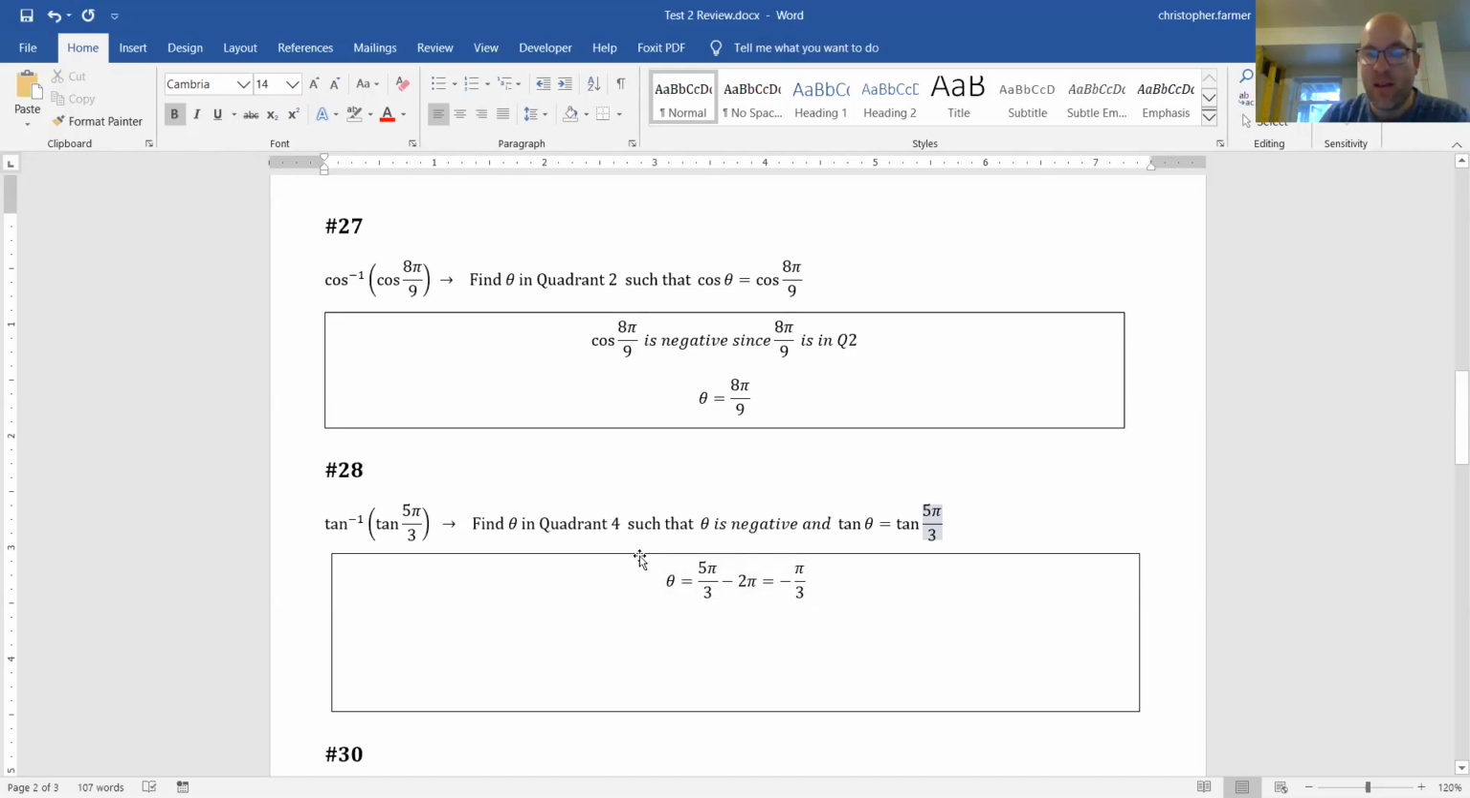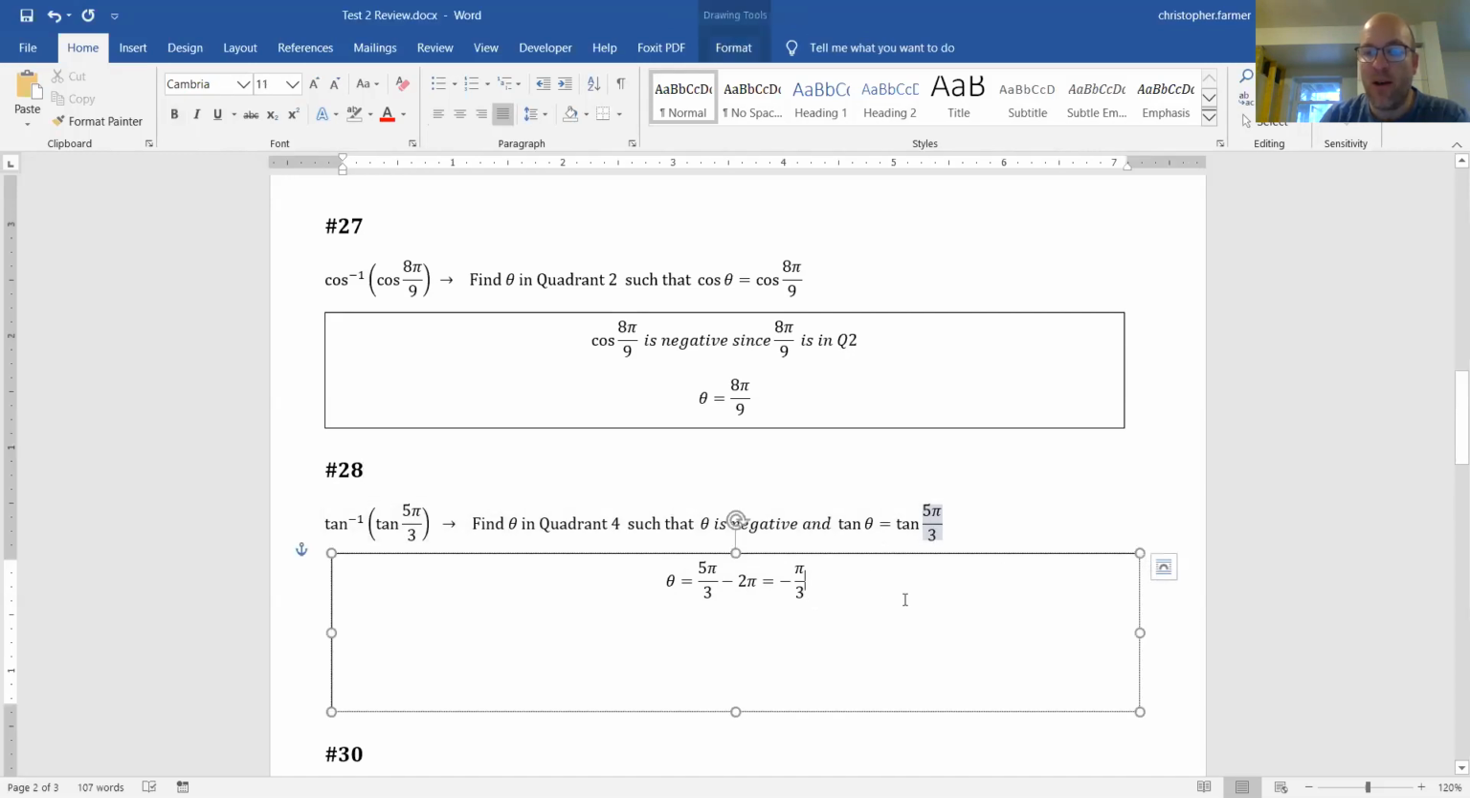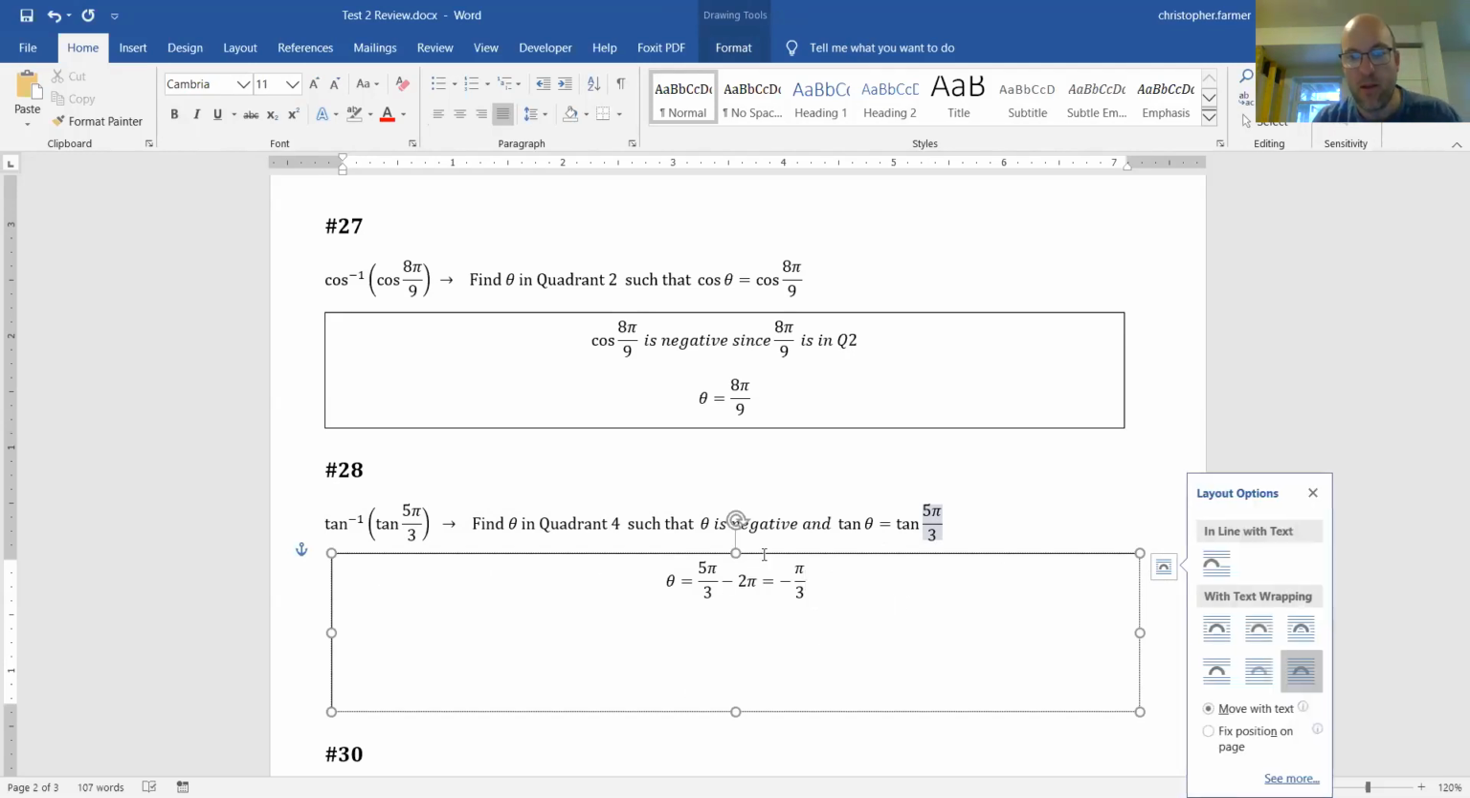Now, on the other hand, because 5 pi over 3 is something that we are familiar with, we could break this down another way. You don't have to do it this way, but you can also just evaluate 5 pi over 3. So let's put in our tangent of theta again. This doesn't always work because you don't always have memorized values like this.